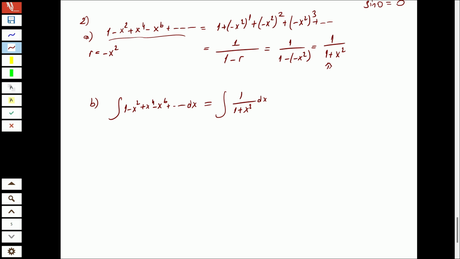Okay, if you found the integral of the left hand side, we will see x minus x to the power of 3 divided by 3 plus x to the power of 5 divided by 5 minus x to the power of 7 divided by 7, and so on. You can add, by the way, the constant value c, but it's not important here because we will also have the constant value at the right hand side. And the integration of this expression is arctangent x. Okay, yeah. So we proved that.